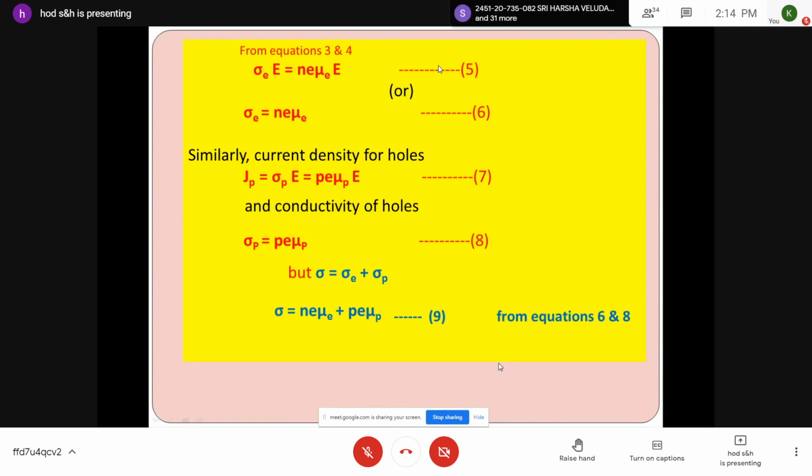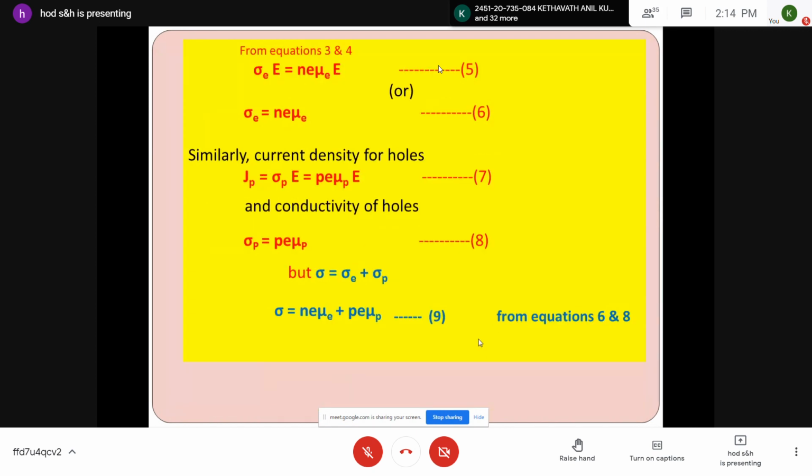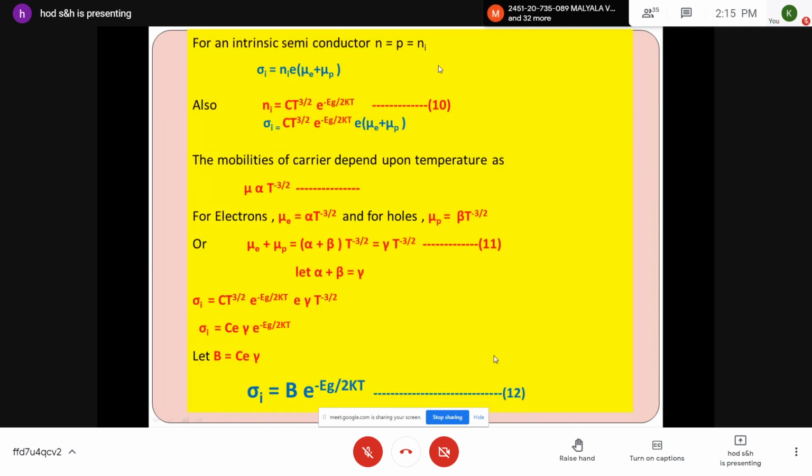Now I am proceeding further. For an intrinsic semiconductor, the number of electrons is equal to the number of holes, which is Ni. So in the previous expression, here you write Ni, P also can be written as Ni. So Nie can be taken as common. So this is Ni into E into mu E plus mu P. The same I have written here. Sigma is equal to Ni into E mu E plus mu P.